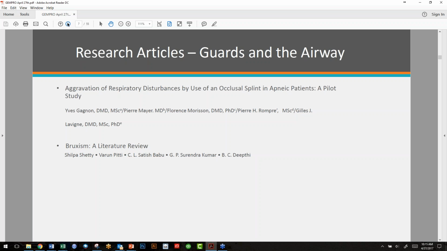Okay, so I have two references here. There's a literature review, the second one, that does a fairly good job, and then the first one is a pilot study. The pilot study was done with known apneics, and they put a single arch guard in known apneics, and about half those patients got significantly worse as far as how we measure sleep apnea.